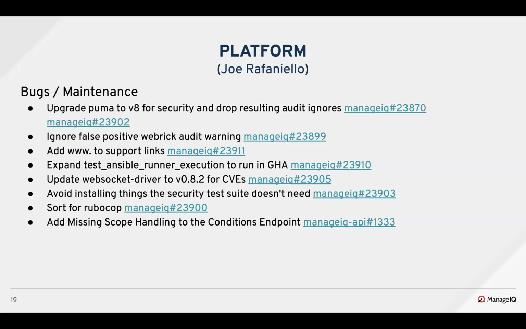Also, a small change in the Gemfile was made to sort some things for RuboCop. And finally, we added the missing scope handling to the conditions endpoint in the API.